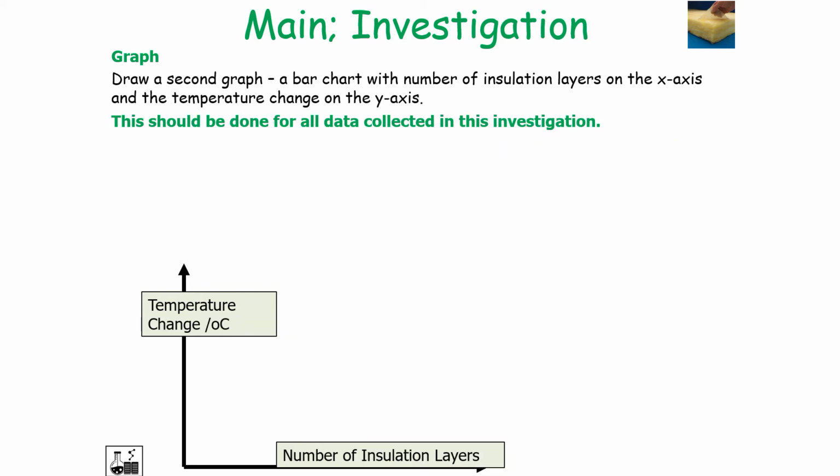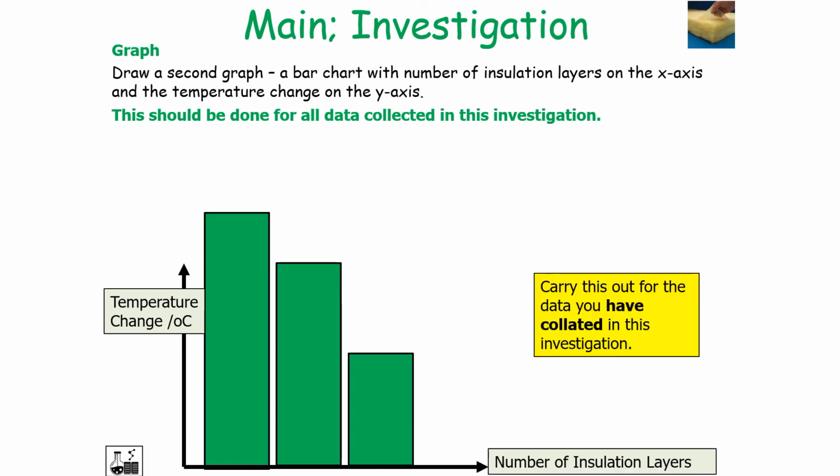And then on a second graph, draw a bar chart with the number of insulation layers on the x-axis and the temperature change on the y-axis, and this should be done for all the data collected in this investigation, not just your own, so all the data you've collated. So in theory you will gain results like this, and you can draw a conclusion about how the number of layers of insulation will affect the temperature change and therefore the effectiveness of thermal insulation of the material.